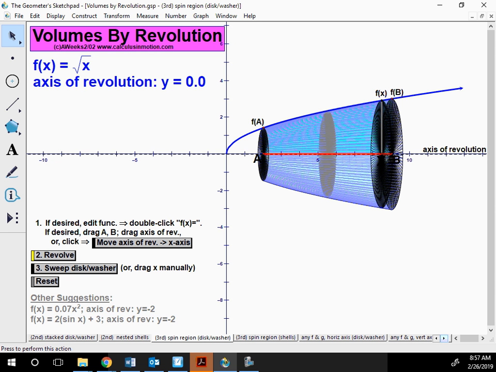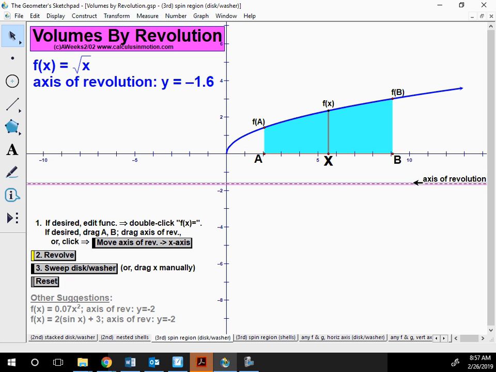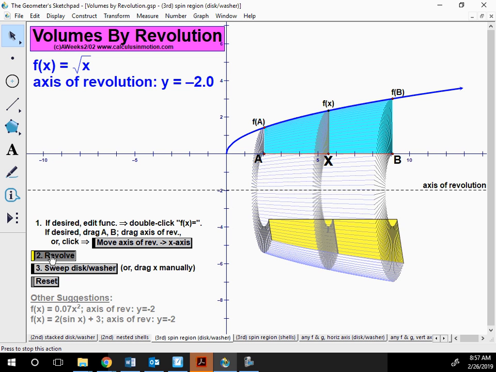What else? Instead of rotating around the x-axis, we could also rotate around the y-axis. We can have a region that's rotated around just a horizontal line. Let me reset this so you can see. If I change my axis of revolution, we should expect to see a gap here now. So you can see that's going to change our shape.